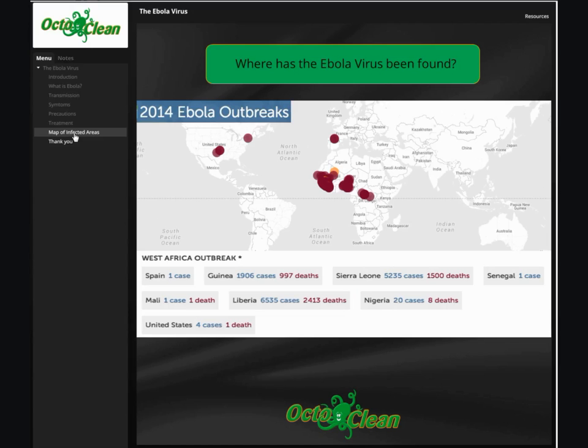The Ebola virus has been found in other countries in Africa. The map below gives a current account of which countries the Ebola virus has been found.